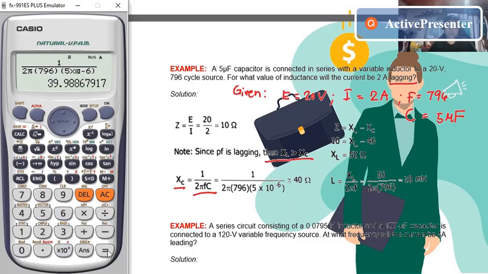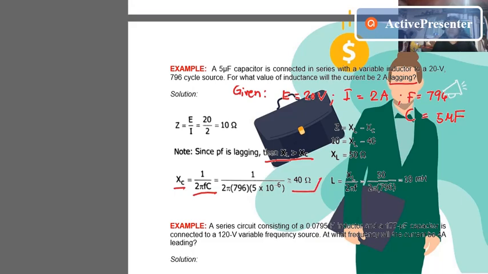So our answer will be 39.98 or approximately 240 ohms. Since our formula for the impedance has XC, we need to solve for XL. So substitute: 10 is equal to XL minus 40. Simplify for XL: we have 10, so transpose the 40. Since it crosses the equal sign, it becomes positive. Therefore, our XL is 50 ohms.